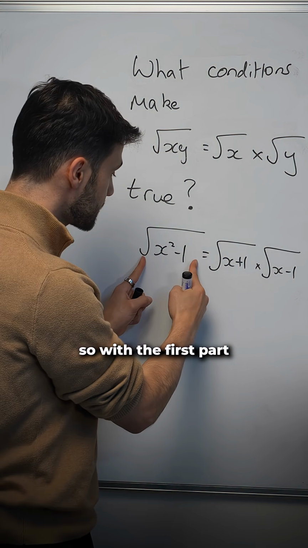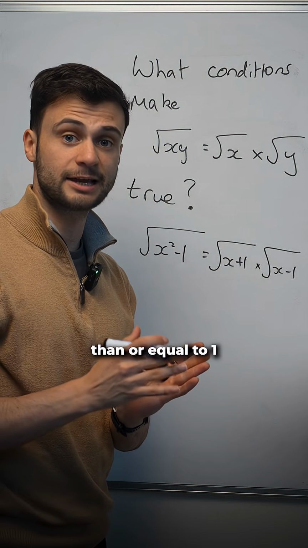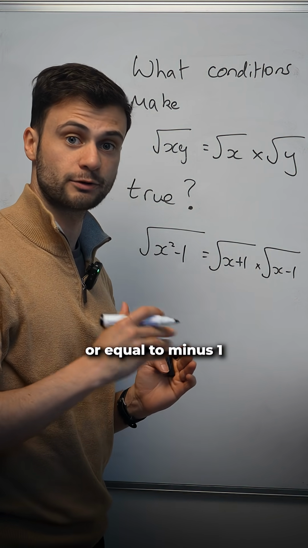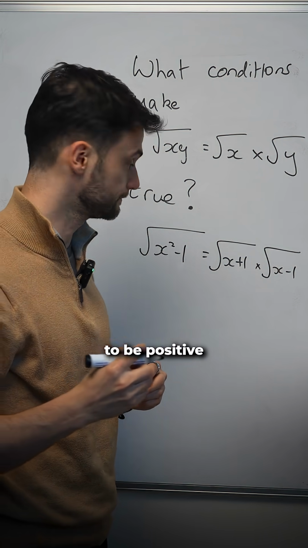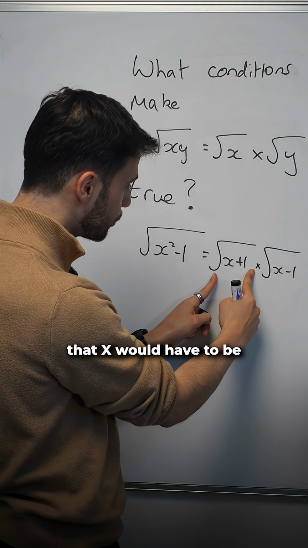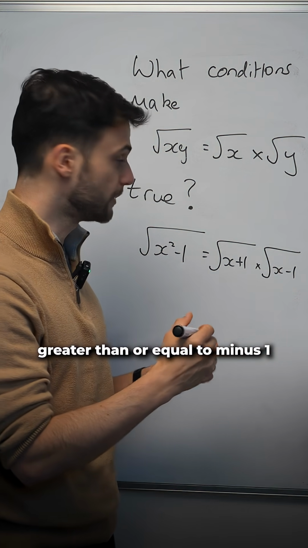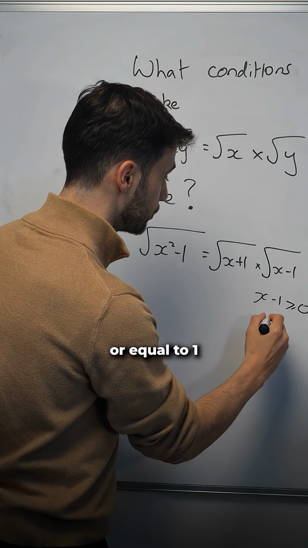So with the first part, we can see that x would either have to be greater than or equal to 1 or less than or equal to -1 for this whole part to be positive. But we actually have stricter conditions here as well. This part is telling us that x would have to be greater than or equal to -1, and this part is telling us that x has to be greater than or equal to 1.